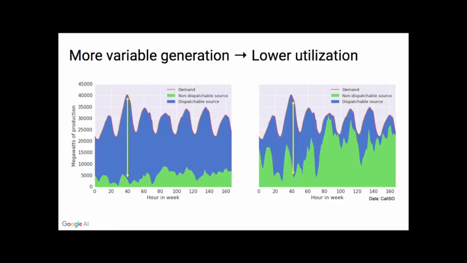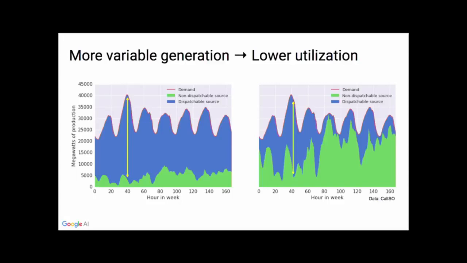The lesson here is, as you increase the amount of variable generation, you get lower utilization, and therefore you increase the cost of your electricity. So here's two examples. On the left, the variable source in green is low, and so the peak required for the blue energy is the height of that yellow arrow, and the utilization of the blue energy is quite high.